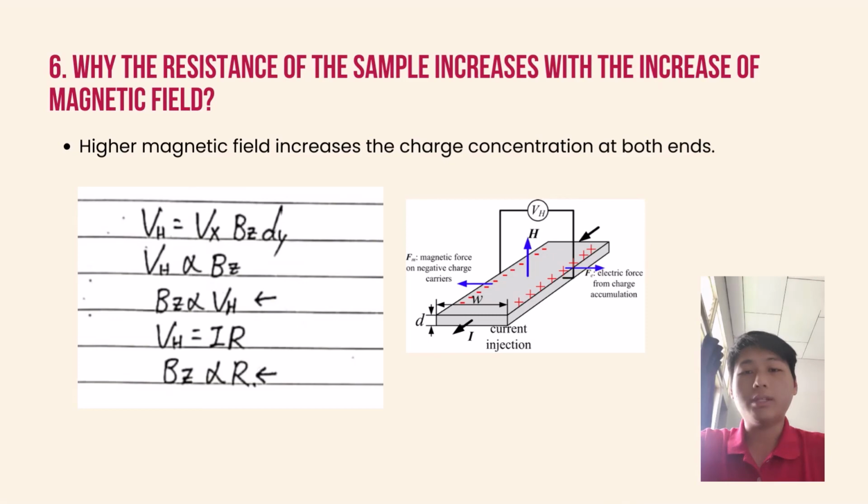Equation 6 says that the resistance of the sample increases with the increase of the magnetic field, as we can see in the equation below, the Hall voltage is equal to Vx Bz dy, showing that the Hall voltage is directly proportional to the magnetic field. Hence, when the magnetic field increases, the Hall voltage increases. We can use V equals to IR to prove that the magnetic field is directly proportional to the resistance too. Hence, we can also know that when the magnetic field increases, the concentration of charge between the two ends also increases. The both ends will result in a higher potential difference.